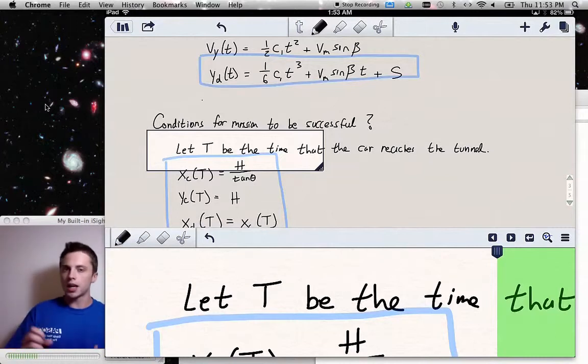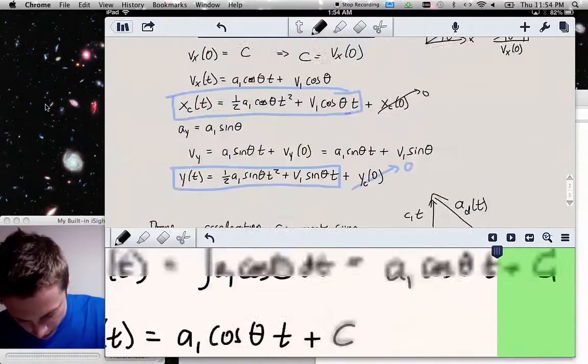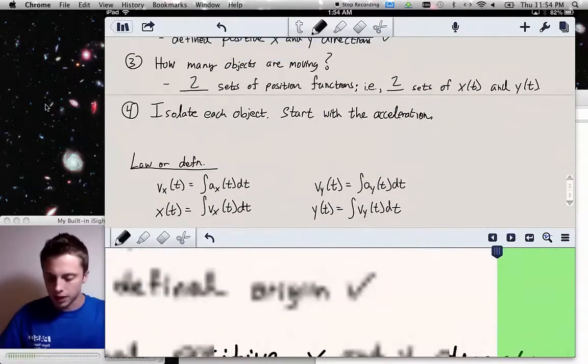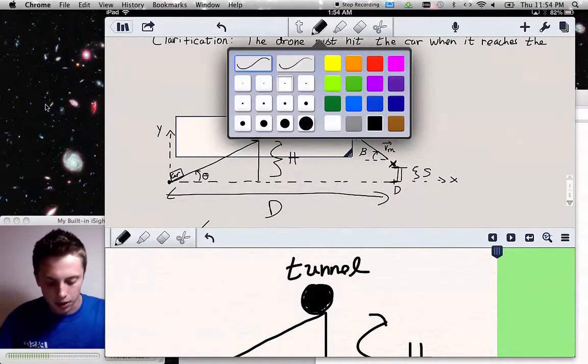And then at the same time, in order for the car to explode after it's been hit by the drone, the position function of the drone in x and y has to be at that same exact place. So let's look at the picture, and this hopefully will clarify everything. My verbal explanation was not that great.